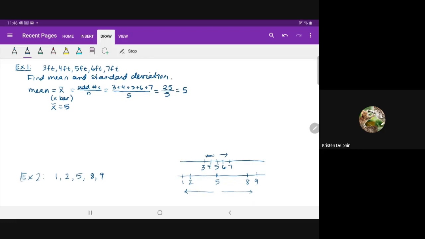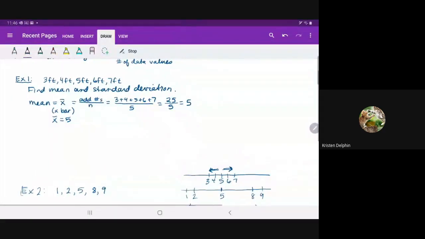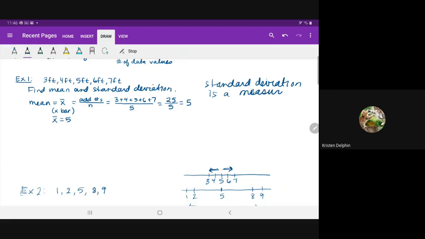So if you have more spread out numbers and more packed in numbers, we want to have a representation of spread outness. And that's what standard deviation does: it figures out how spread out your data is. So I'll write that over here on the side. Standard deviation is a measure of how spread out data is.